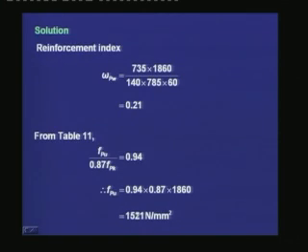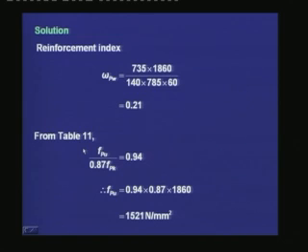From that, we are recalculating omega PW, which is equal to 735 times 1860 divided by 140 times 780 times 60, which gives omega Pw is equal to 0.21. Last time we had got a value of omega Pw equal to 0.23, and this time we are getting a value omega Pw is equal to 0.21. Thus, we can see that we are converging gradually.